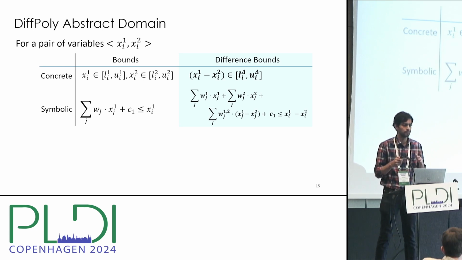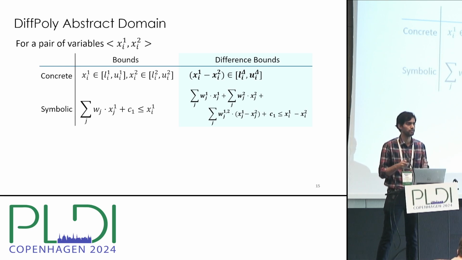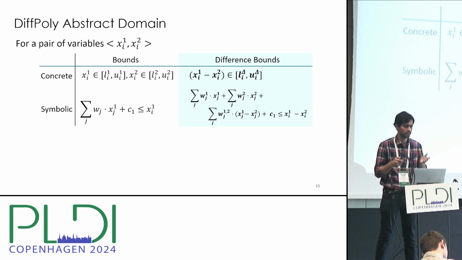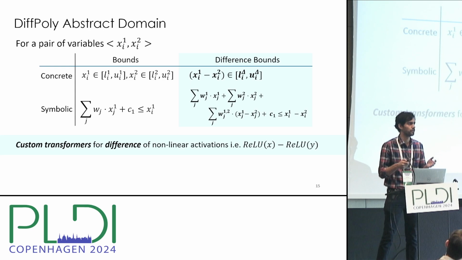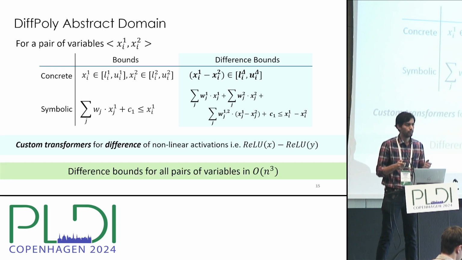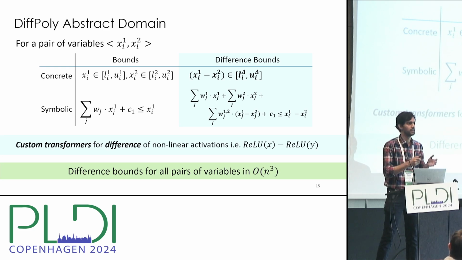Now, these concrete and symbolic bounds over the differences are not found in any of the existing abstract domains that are used for neural network verification, and are very specific to the DiffPoly abstract domain. And we also design custom transformers for the difference of activation functions like ReLU x minus ReLU y, and we also have transformers for other activation functions like Sigmoid, Tanh, etc. Now, with DiffPoly, we no longer need exponential time. We can compute the bounds of differences of all pairs of variables in just order n cube time, where n is the number of nodes in the neural network.